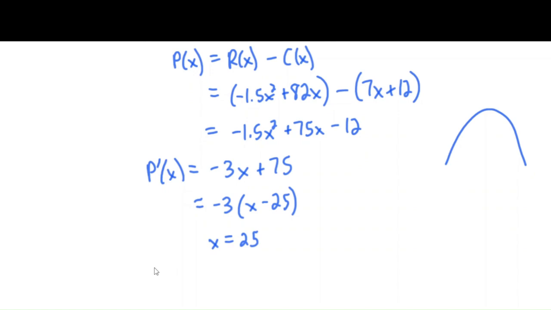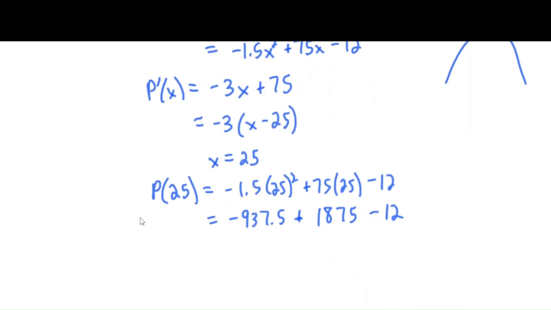Okay, now what is that maximum profit? Well, we have to find P of 25. Now, not P prime of 25. P prime of 25 is going to be 0, right? That's the slope there. What is P of 25? Well, we need to plug in 25 for X here. So we have minus 1.5 times 25 squared plus 75 times 25 minus 12. And when I did that, I got this.